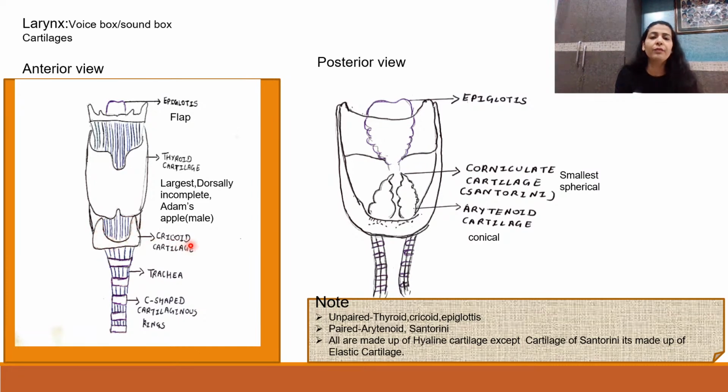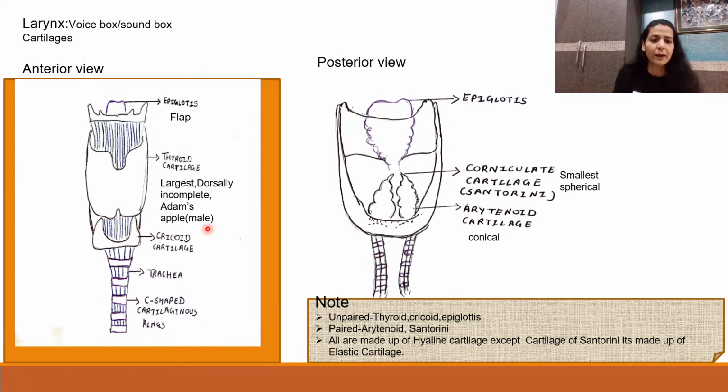This cartilage is known as cricoid cartilage. Now, cricoid cartilage, dorsally it is broad. But when it comes to the ventral side, it becomes narrow. So it is just opposite of thyroid cartilage. Thyroid cartilage ventrally is complete, dorsally incomplete. Cricoid cartilage, dorsally it is full and ventrally it becomes narrow. I cannot say it's incomplete, but it becomes narrow.